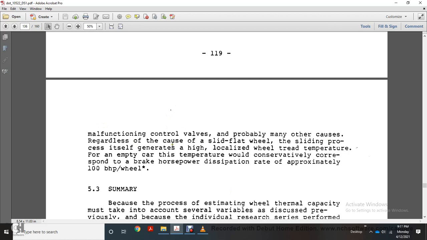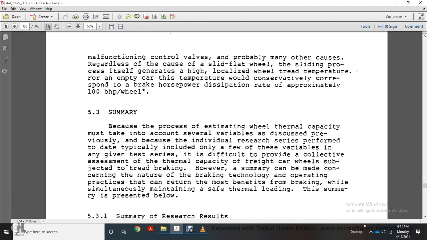The sliding process itself generates a high localized wheel tread temperature. For an empty car, the temperature would be conservatively estimated from a brake force dissipation rate of approximately 100 brake horsepower per wheel. Summary on wheel.